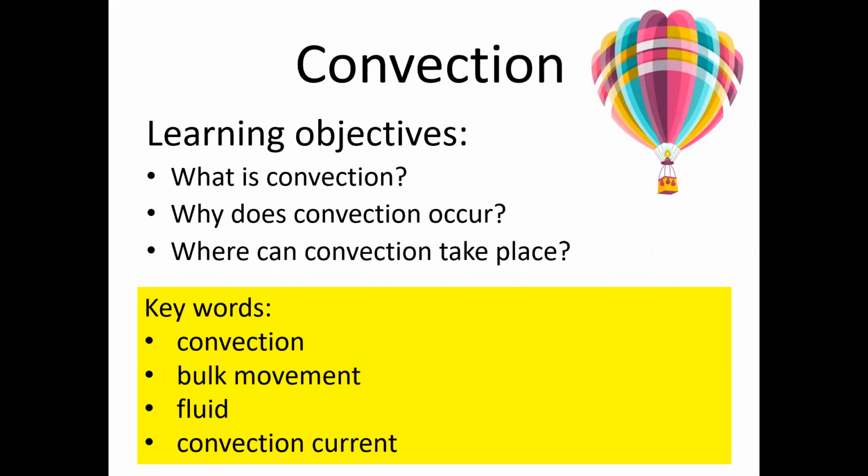The learning objectives for today are: what is convection? Why does convection occur? And where can convection take place? Today's keywords are convection, bulk movement, fluid, and convection current.